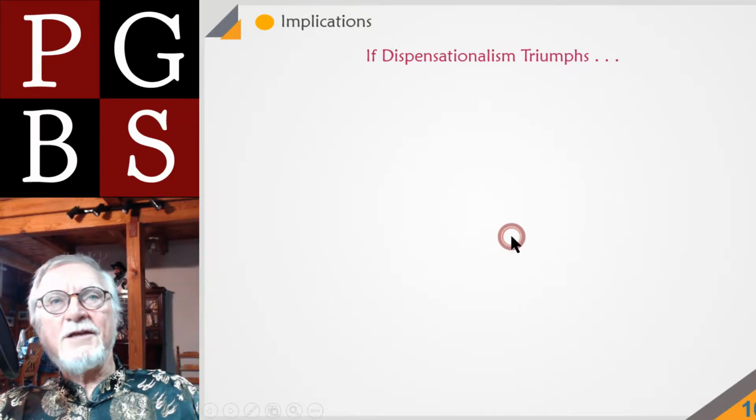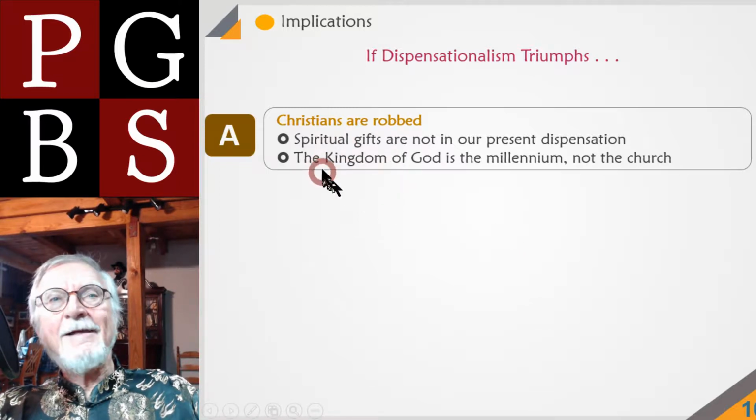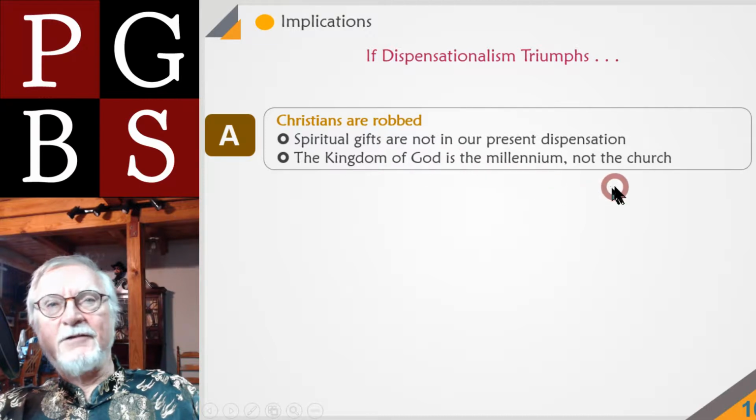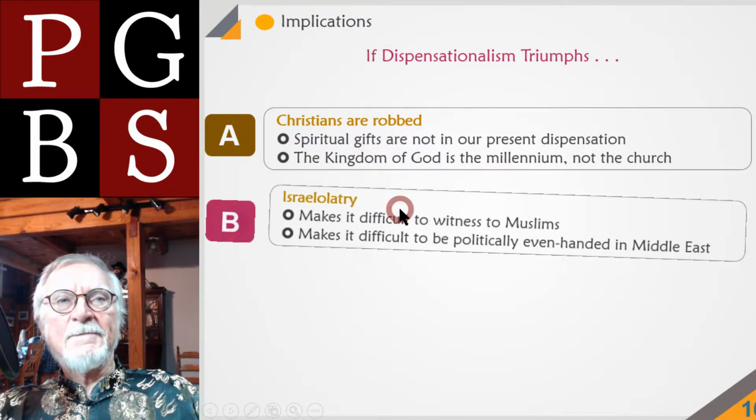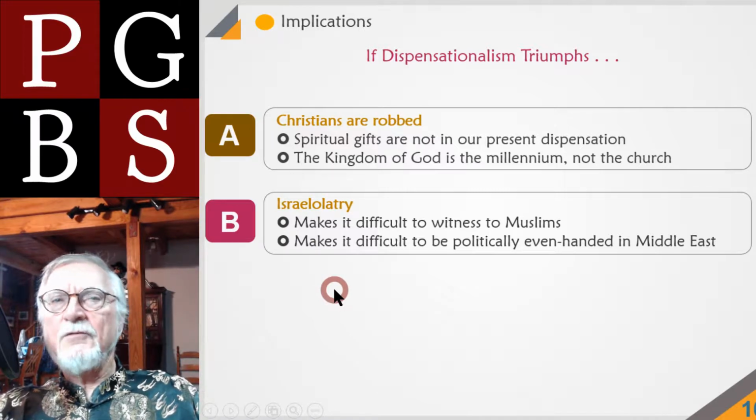All right, let me summarize the four problems that happen if dispensationalism triumphs. First, Christians are robbed. Spiritual gifts are not in our present dispensation. The kingdom of God is the millennium, not the church, so we're robbed. Letter B here, we end up in a danger of Israelolatry, worshiping Israel instead of Jesus. How many times have you heard dispensationalists get carried away with their eschatology and Israel?